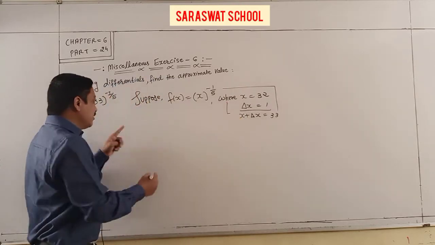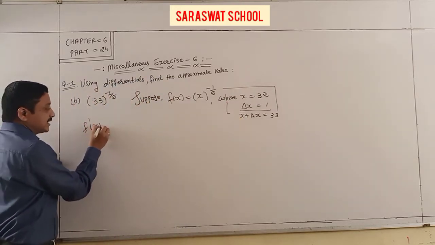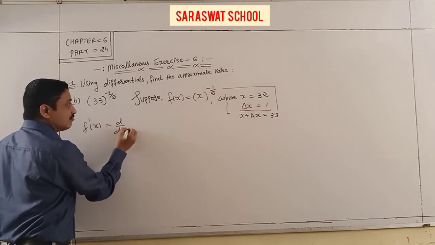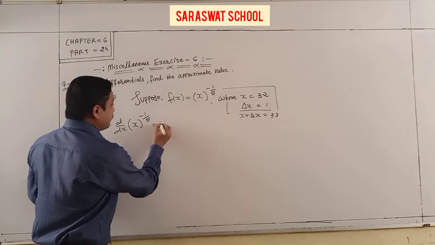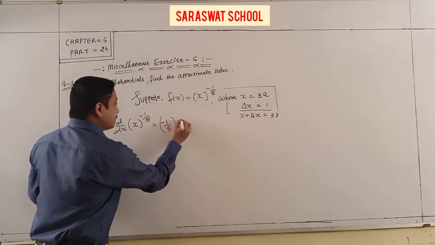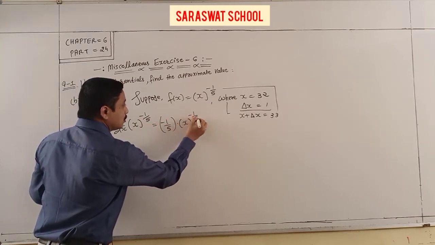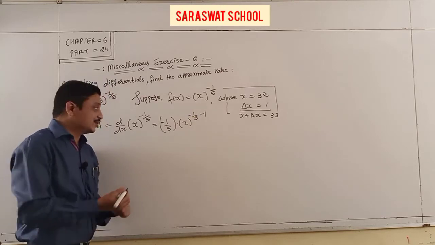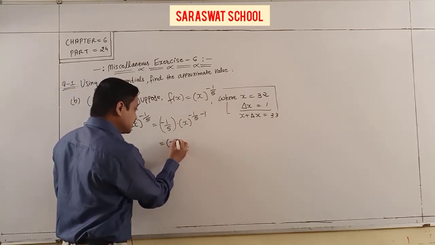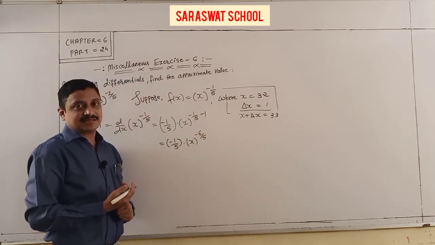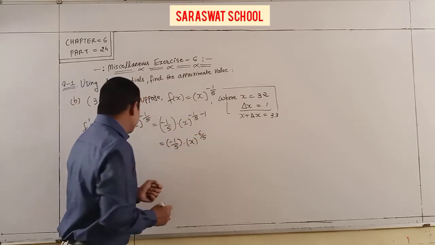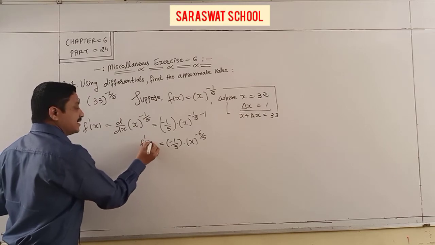Indirectly you have 33, and apply your derivative f'(x), d/dx of x raised to minus 1/5. So my value is minus 1/5, x raised to minus 1/5 minus 1. So that answer is minus 6/5. Yes, 5 and the 5 plus 1 is 6. Now students, that is your f'(x).